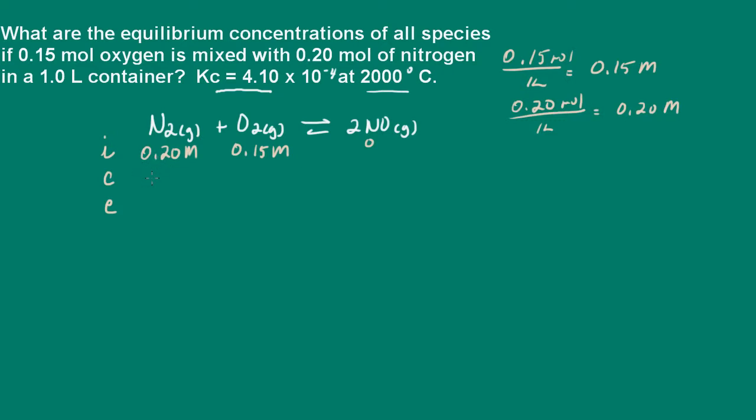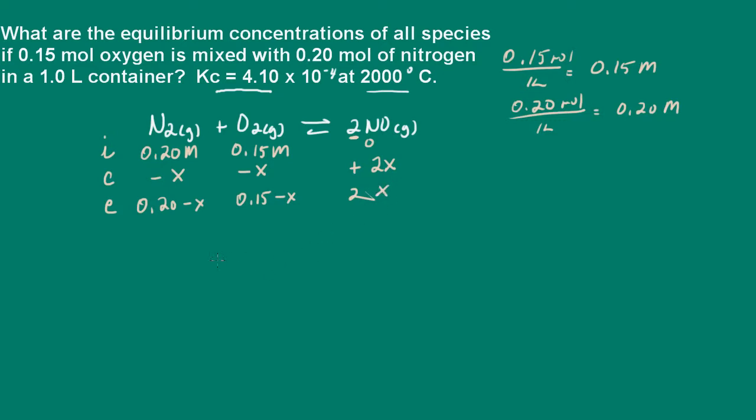Now, as the reaction proceeds, the nitrogen is going to decrease by some concentration. We'll call that X. The same for the oxygen. And of course, the nitrogen monoxide is going to increase by some concentration, 2X. Remember, the 2 here, this coefficient has to come down here. So at equilibrium, we have 0.2 minus X, 0.15 minus X, and 2X as far as our concentrations.